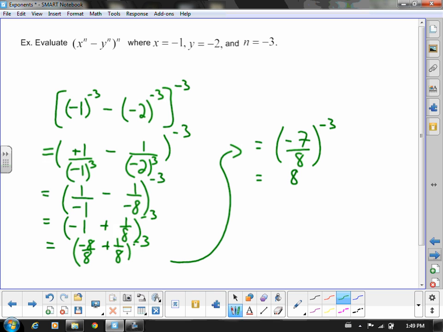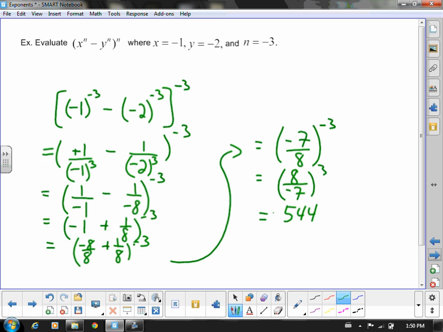To make that a positive, we're going to flip. So I have 8 over negative 7 cubed. So when I am evaluating, we are going to get a fairly large number because 8 squared is 64. And if we multiply 64 by 8 again, we're going to get 480. I believe it's 554. I don't have a calculator in front of me, so I can't check that.